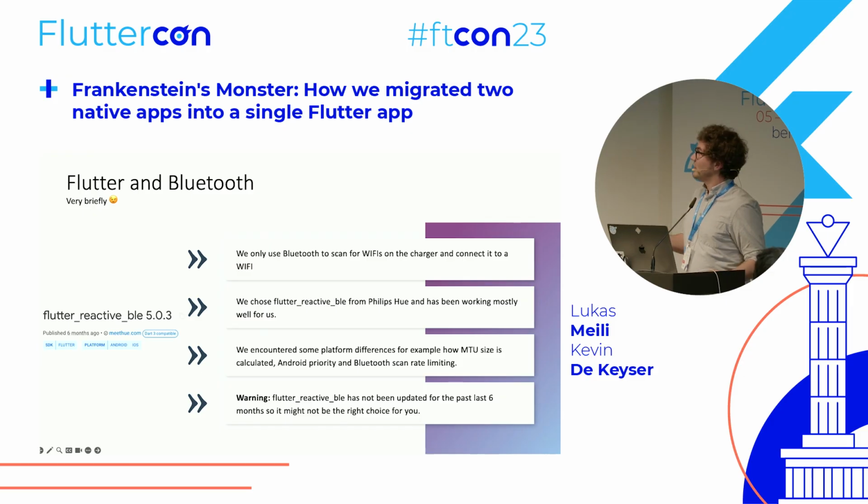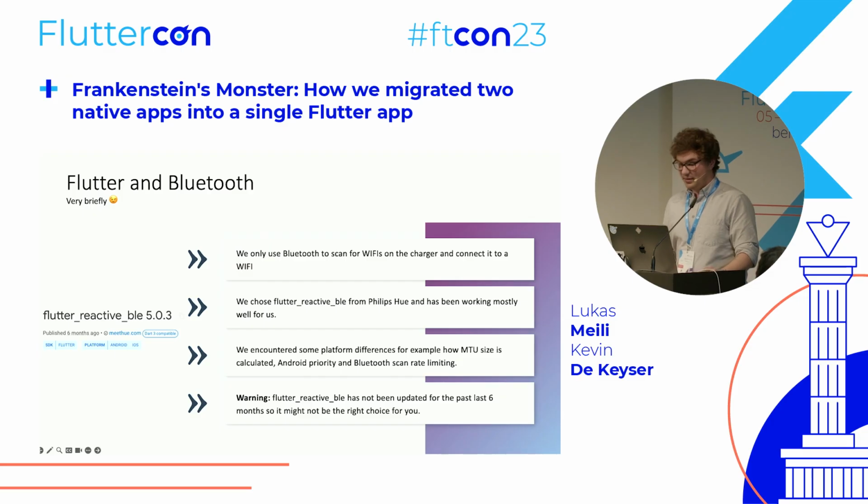We did, however, encounter some platform differences. For example, on Android, the MTU size was calculated a little bit differently. On Android, we had a priority issue where data arrived in the wrong order, and we also had a Bluetooth scan rate limit on Android. That is something you have to keep in mind, especially when you design your user interface, that you're only allowed to scan for Wi-Fi devices a certain number of times in a minute.